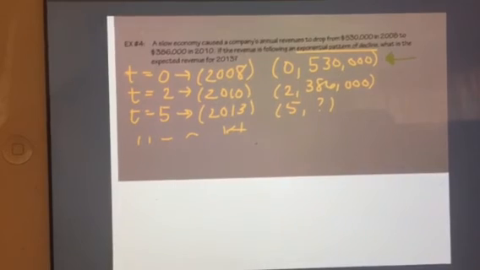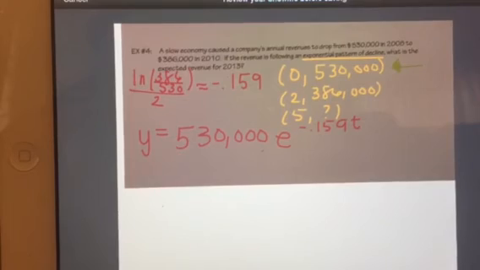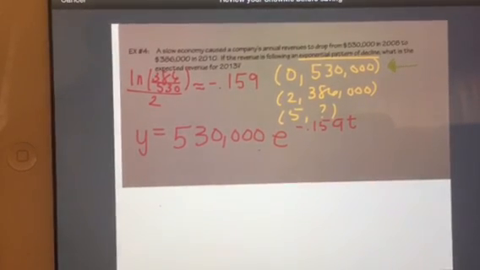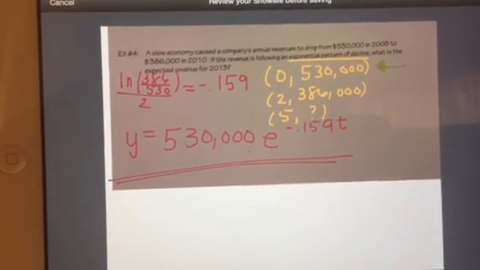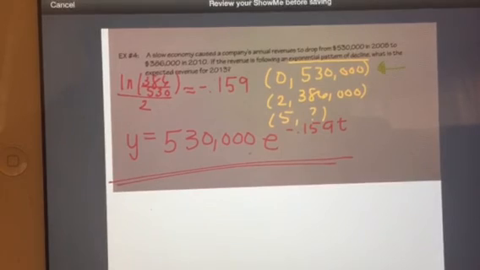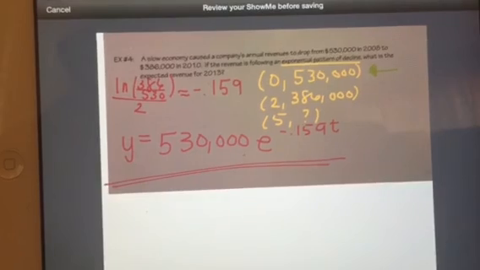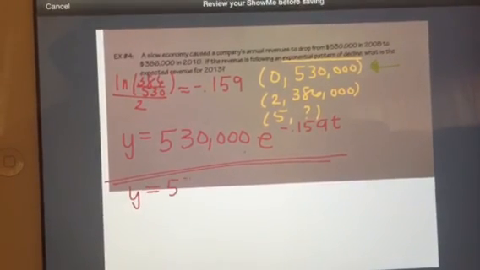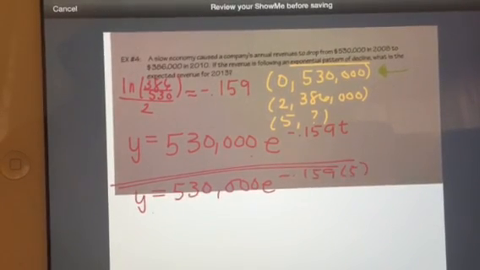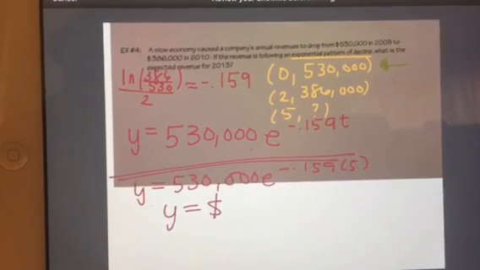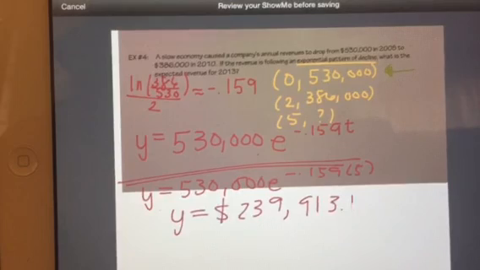Okay, so I had to erase some stuff in order to make space. So ln of 386 divided by 530, the entire thing divided by 2, is approximately negative 0.159. So my model equation is y equals 530,000 e to the negative 0.159t. Well, I'm going to use that, substitute in 5 for t to find y. So y is equal to 530,000 e to the negative 0.159 times 5. Substituting into the calculator would give us a value of 239,913.16.